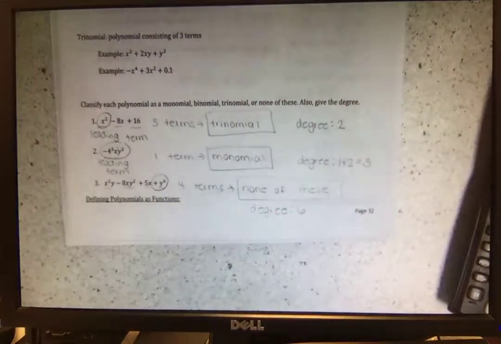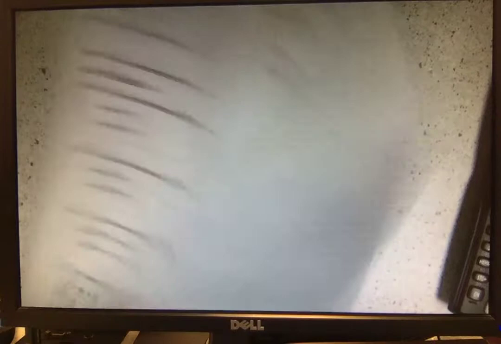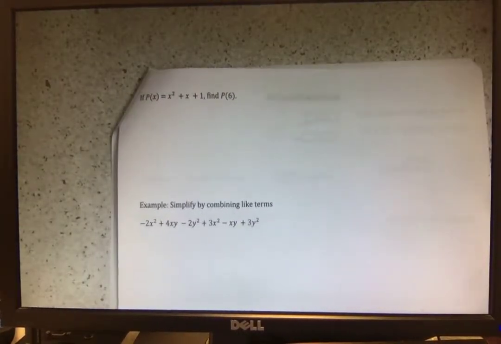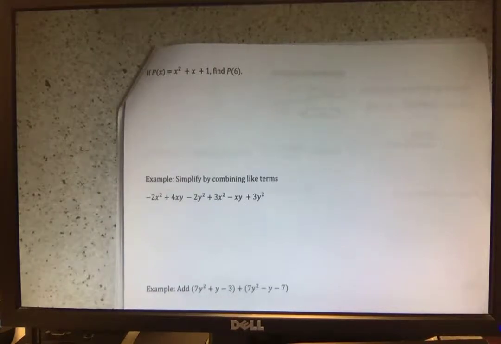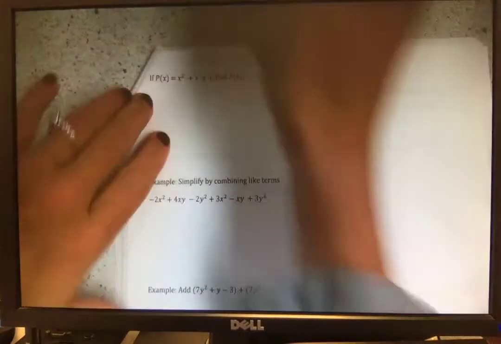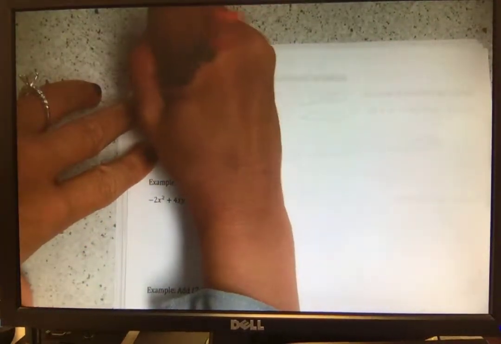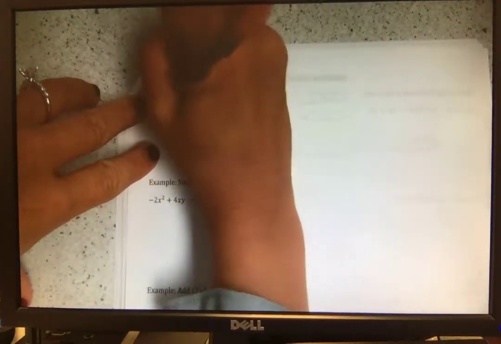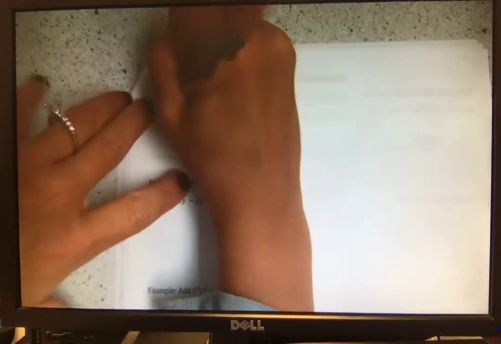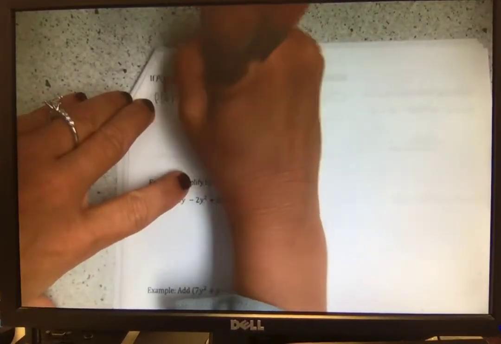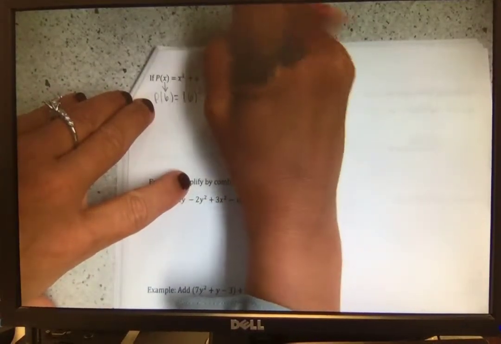So defining polynomials as functions, next page. If p of x equals x squared plus x plus 1, it asks us to find p of 6. So instead of x, they wrote 6. So we're going to do the same thing on the other side of our equation. Instead of x, we're going to write 6. So 6 squared plus 6 plus 1.